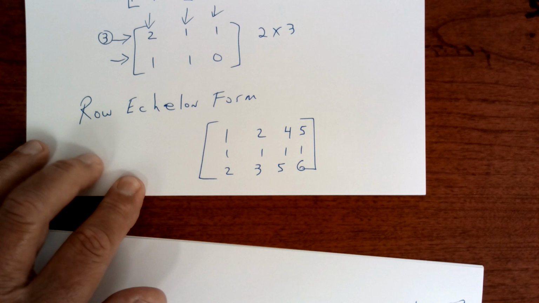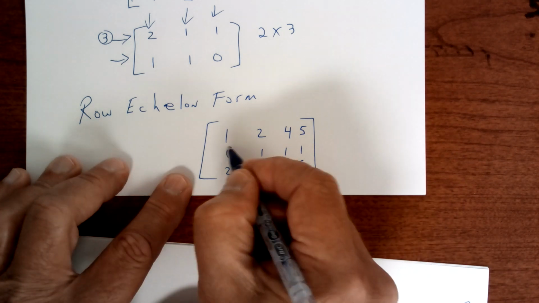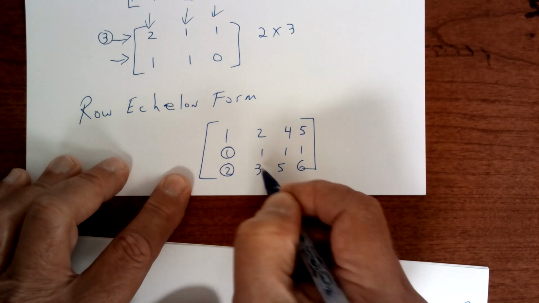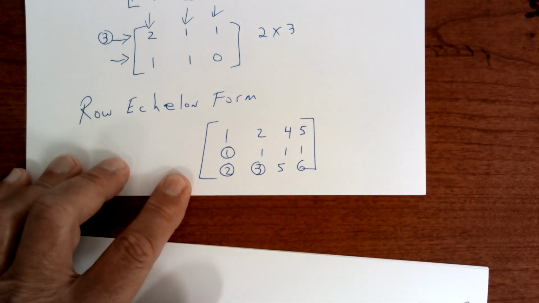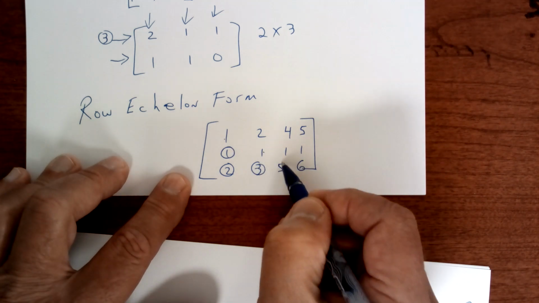Okay, so row echelon form is where you make this one 0, this one 0, and this one 0. That is called row echelon form. And you also make these 1s. Okay?